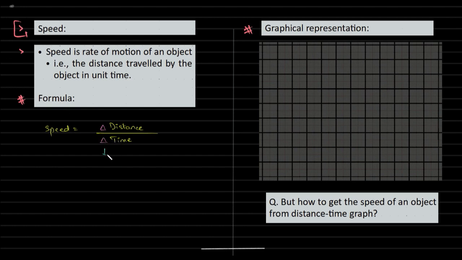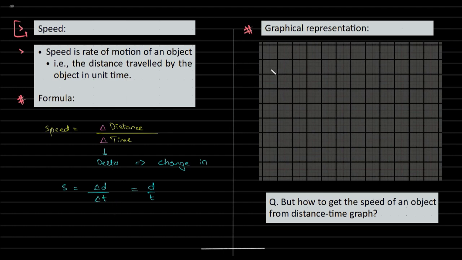So what does this mean? This is read as delta and it means change in. So change in distance divided by change in time. That's your speed. Or symbolically it can be written as S is equal to delta d by delta t. A new version. You can go with d by t also, not an issue. But learning this would be the next step, right?